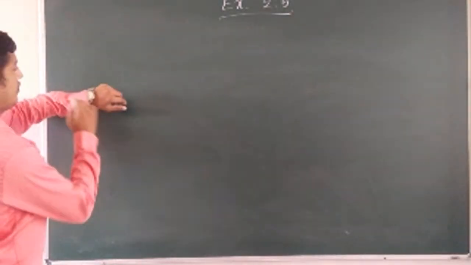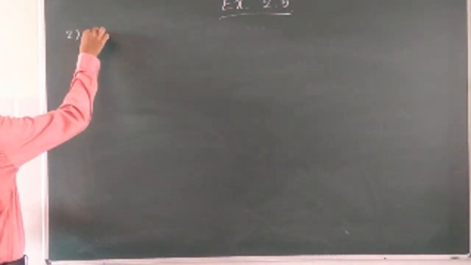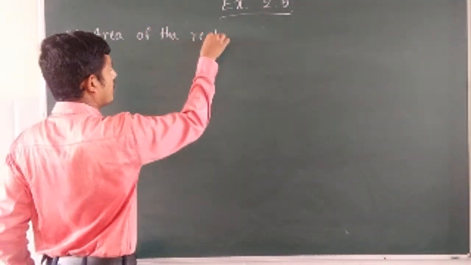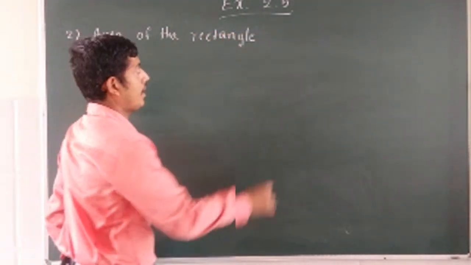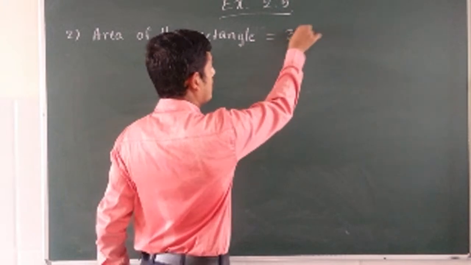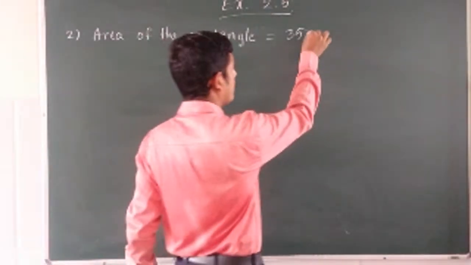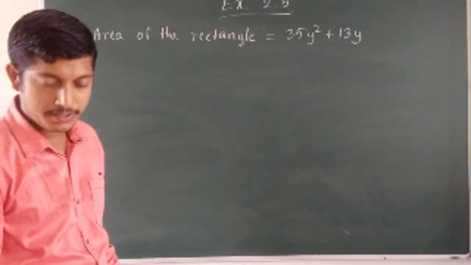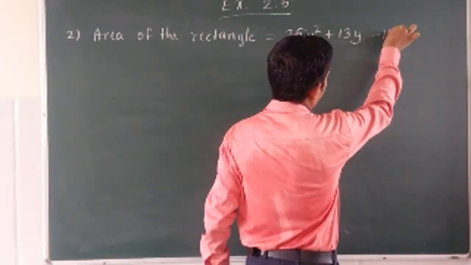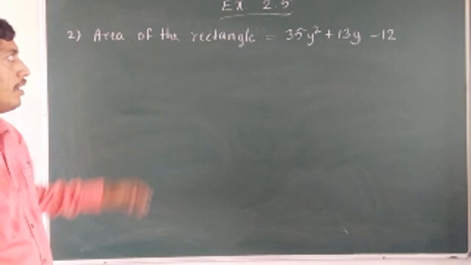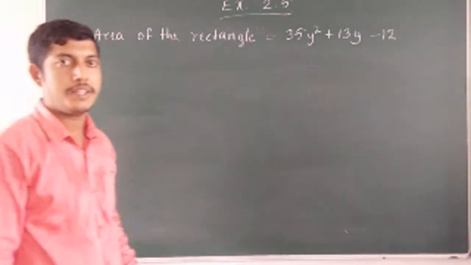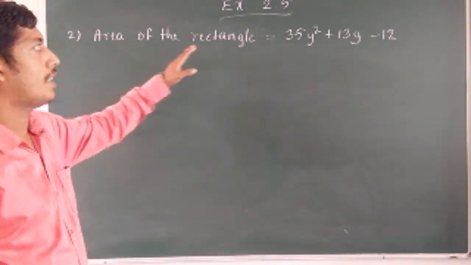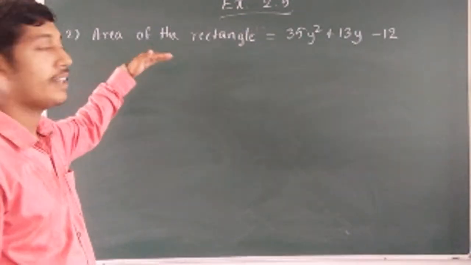35y square, area of the rectangle, that is equals to 35y square plus 13y minus 1. So this is in the form of a quadratic equation, that is ax square plus bx plus c. And it is given that 35y square plus 13y minus 1 is the area of the rectangle.